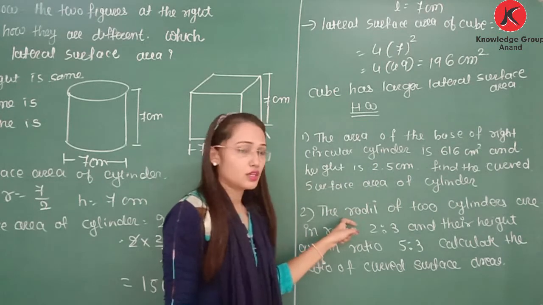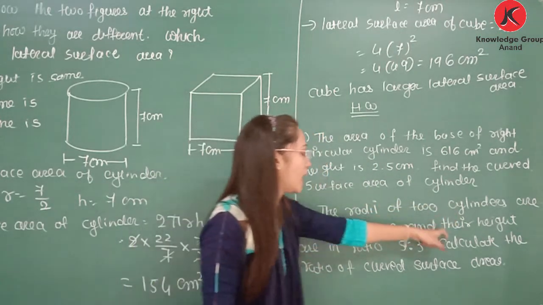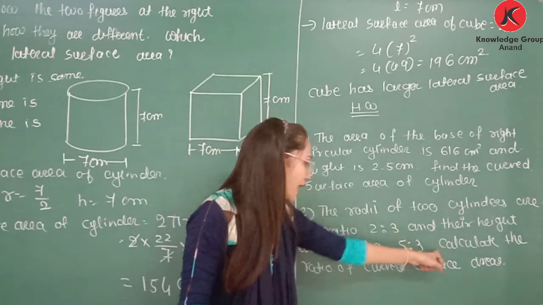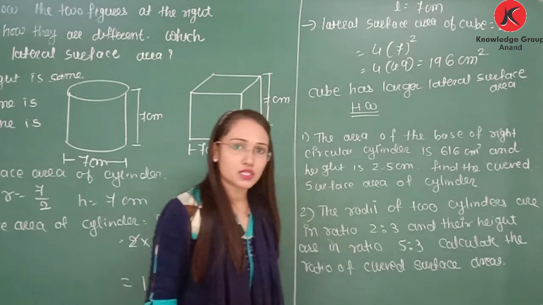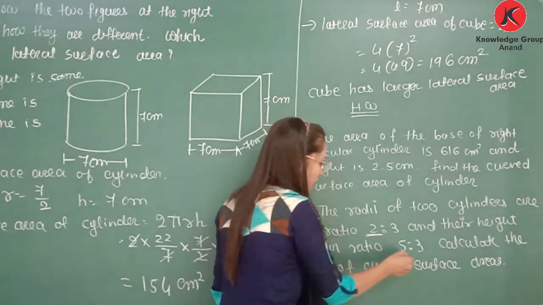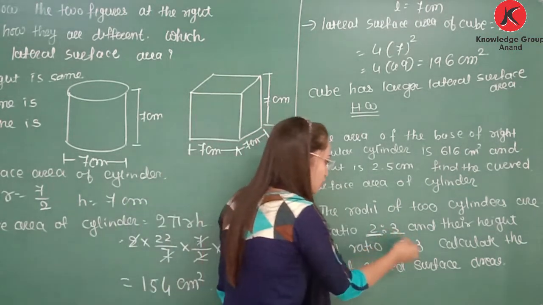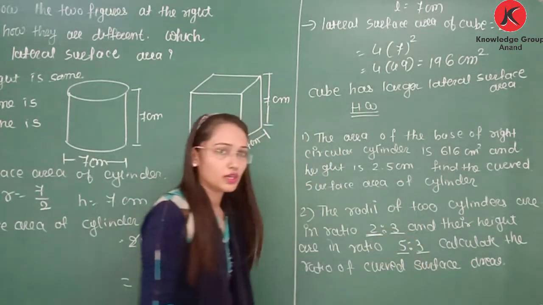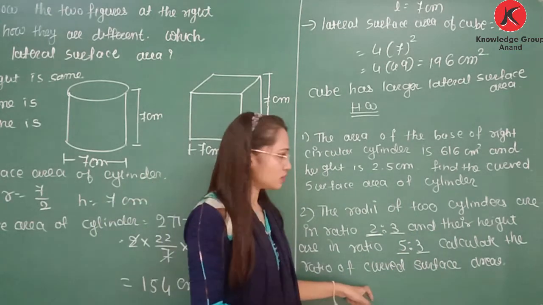But for this, the question is the radius of two cylinders are 2:3 and heights are 5:3. Calculate the ratio of curved surface area. So for a first cylinder, take radius 2 and height 5. Then for second cylinder, take radius 3 and height 3. Find both surface areas and find the ratio. So that will give the answer.